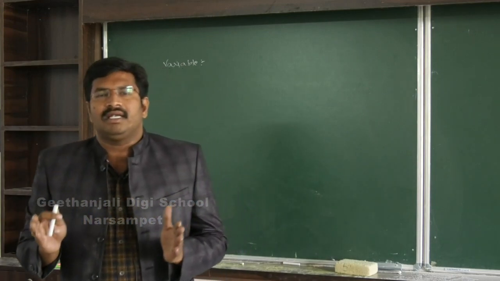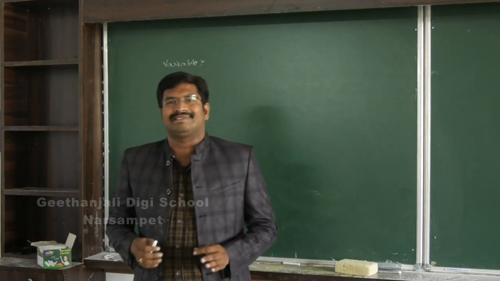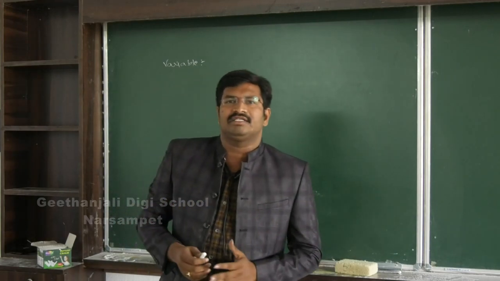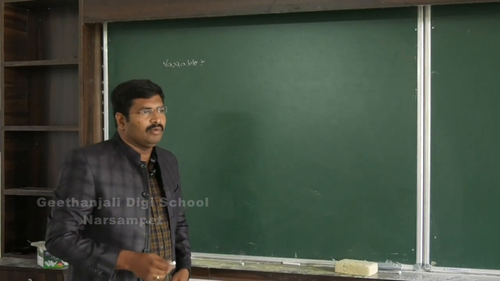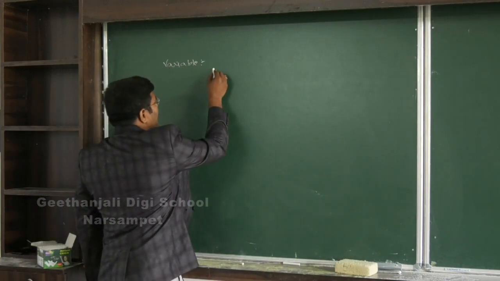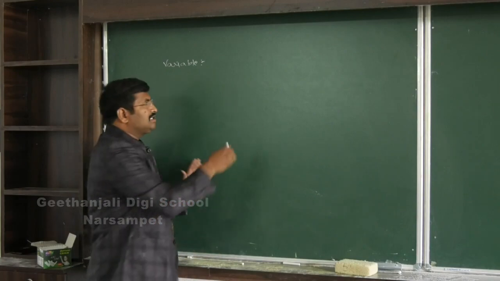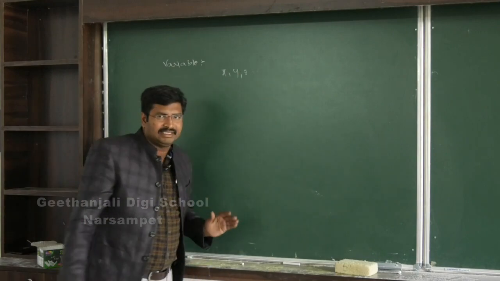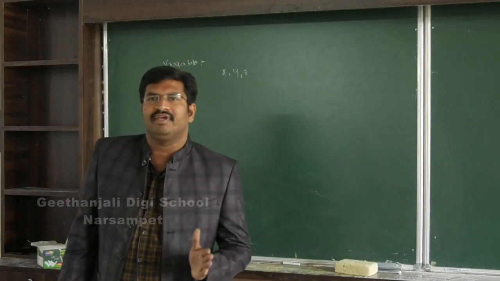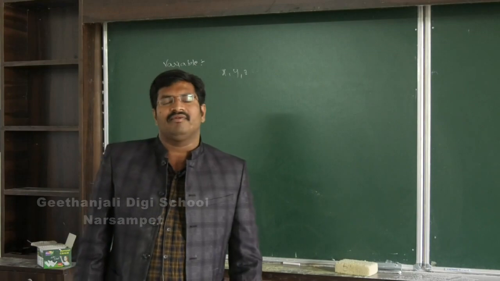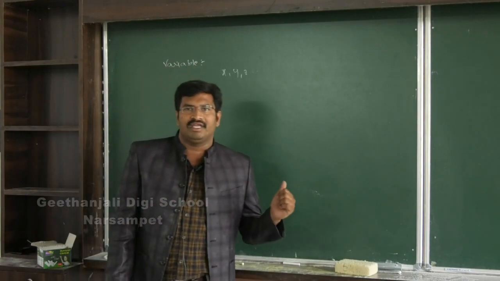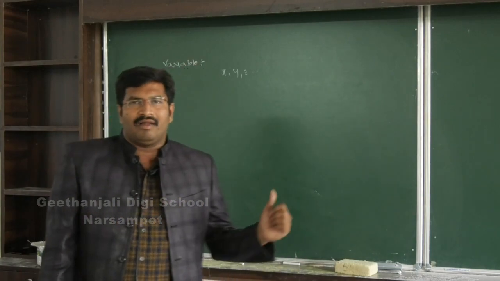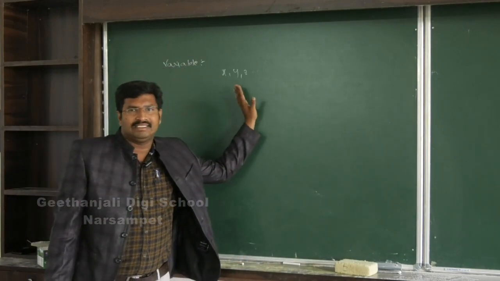A symbol which can take various numerical values is called a variable. Normally, the variable is denoted by x, y, z. A symbol which can take various numerical values is called a variable. Then variable normally is denoted by the alphabets x, y, z.